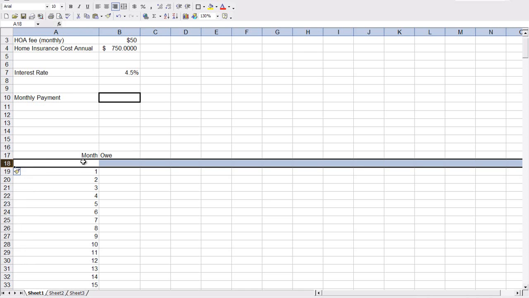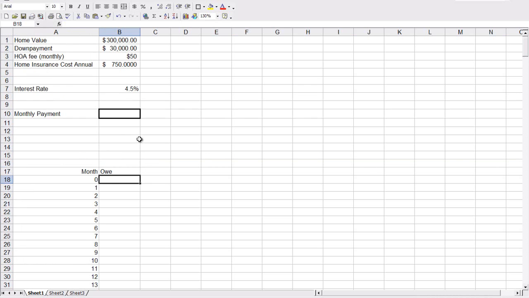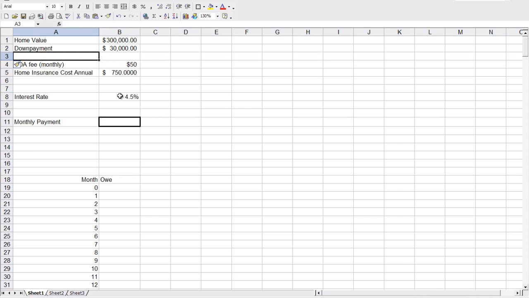So we'll start at month 0. You owe the full value of the home, which is, let's make a new row here for loan amount. That's the value of the home minus the down payment. So at month 0 you owe the full amount of the loan. So theoretically you could go ahead and pay that off, $270,000 at month 0.